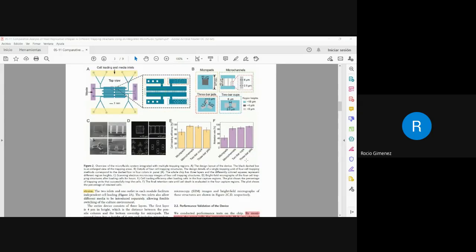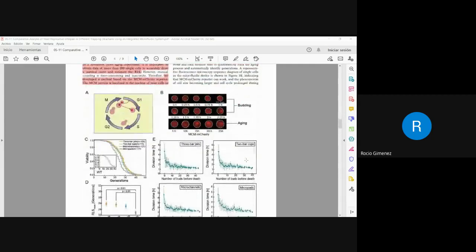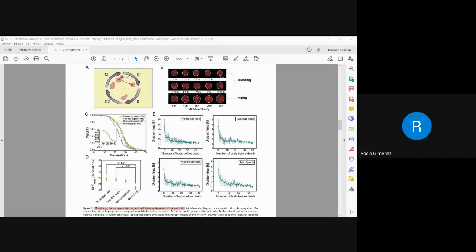They later monitored the complete lifespan and cell division dynamics of the trapped cells using a reporter. And they saw that survival rate curves indicated that there are some discrepancies in the replicative lifespan obtained in these trappings. Then there is a moderate decline in the ones measured in the micropads.